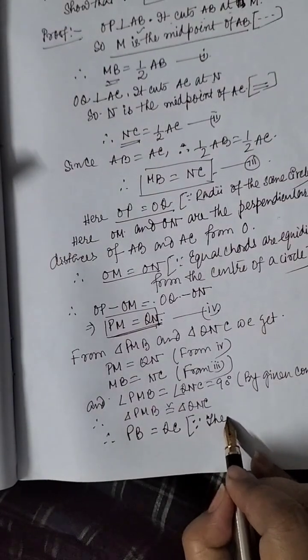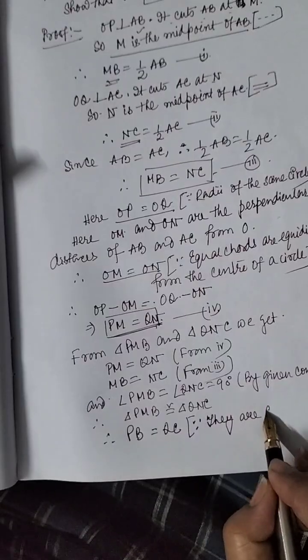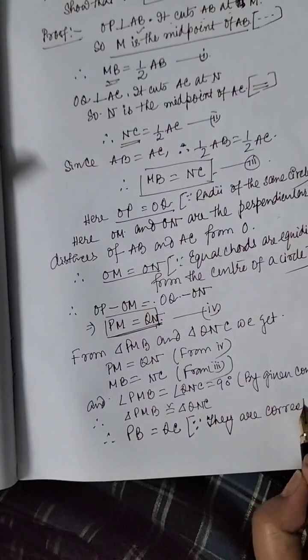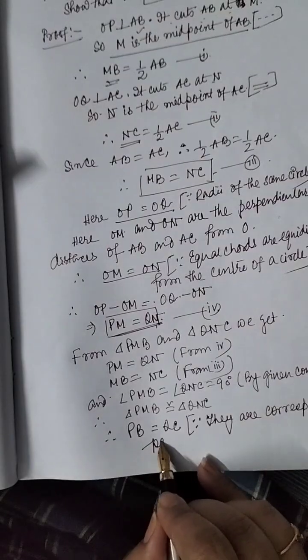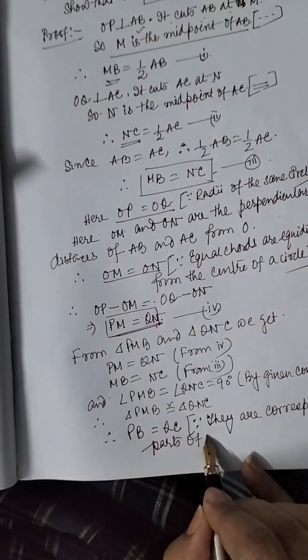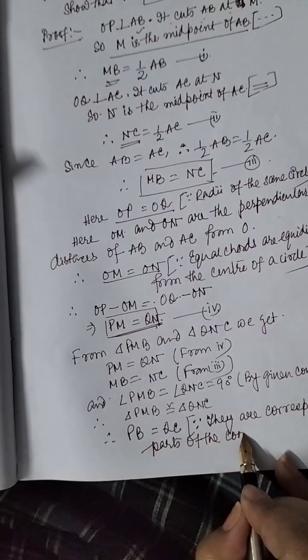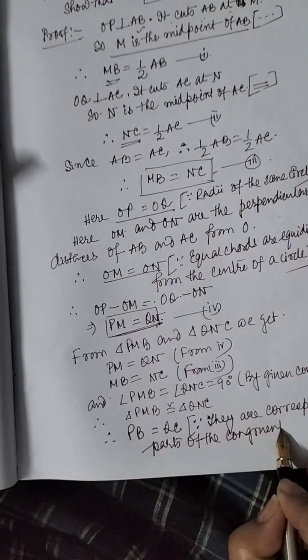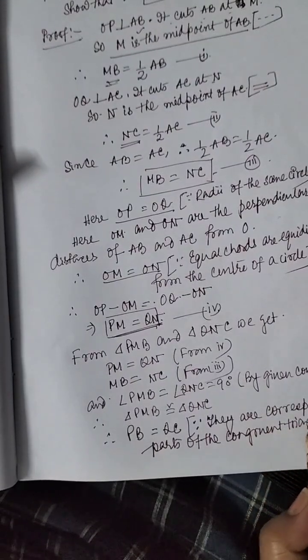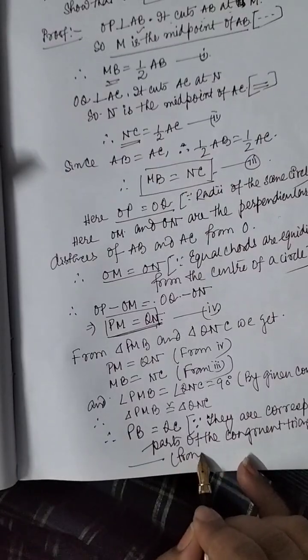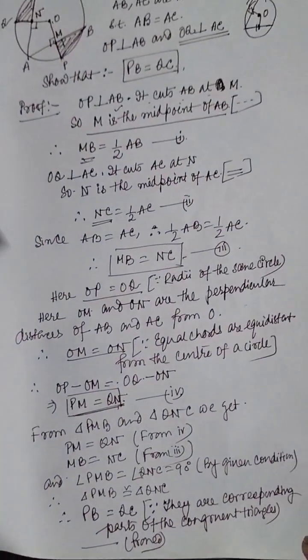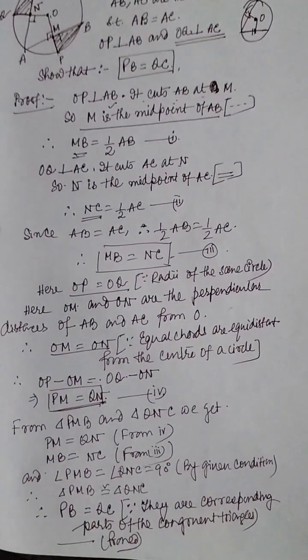They are the corresponding parts of the congruent triangles. And hence the statement is proved. I hope the explanation is clear to all of you.